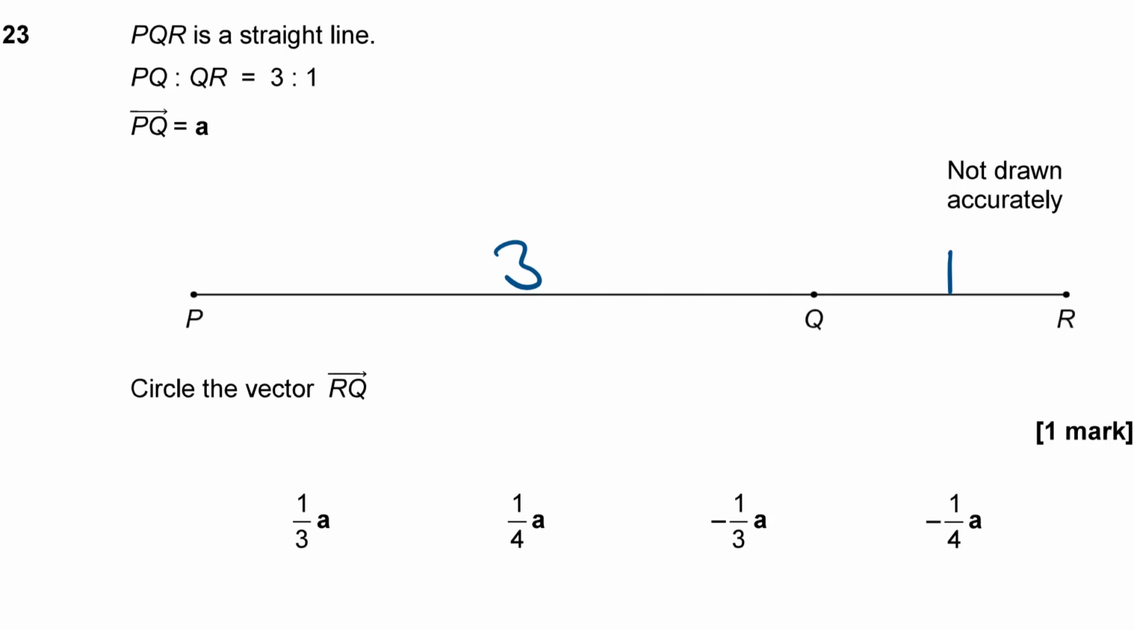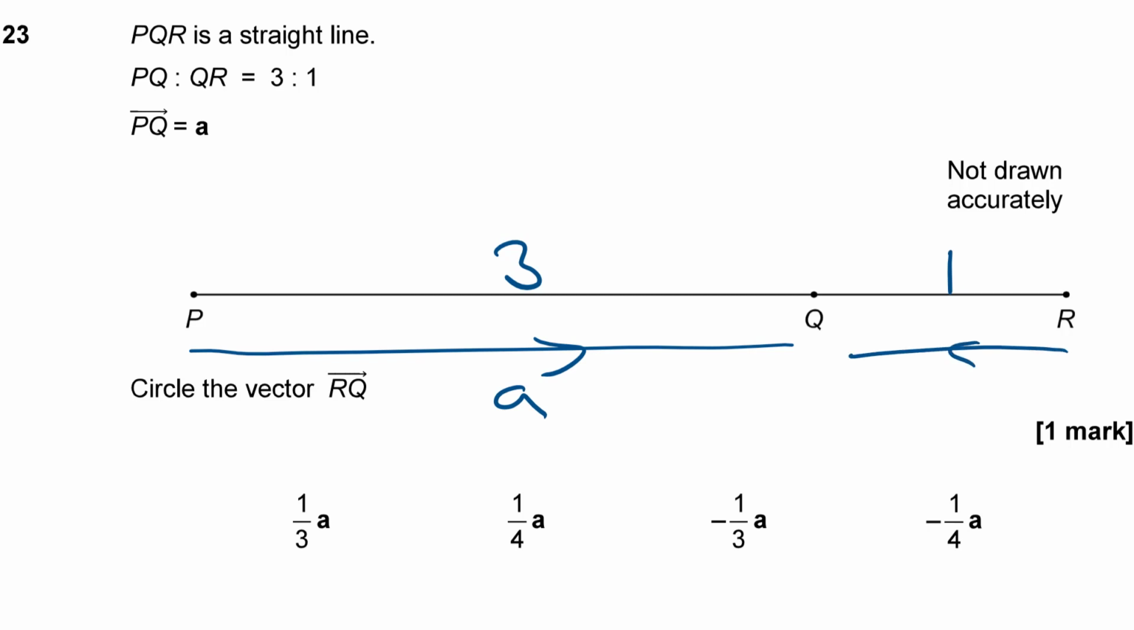Okay, so P to Q is the vector a. So this vector here is a. Now R to Q, this vector, is going in the opposite direction to a, and it's a third as big as a. So it's going to be minus 1/3 of a.